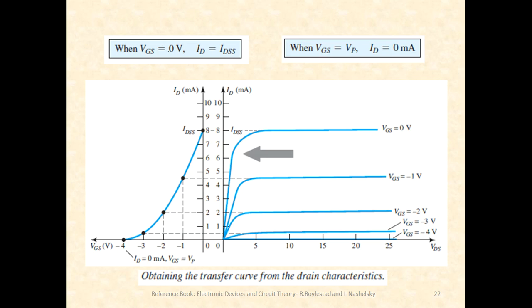So when VGS equals 0 volts, ID equals IDSS, the saturation current. So I'll be getting the extreme positive point, and when VGS equals pinch off, ID equals 0. So these two are the extreme points in the transfer curve. And in between are VGS minus 1, minus 2 and minus 3. Please observe the shape of the curve here. It's not a linear one, it's a non-linear one.